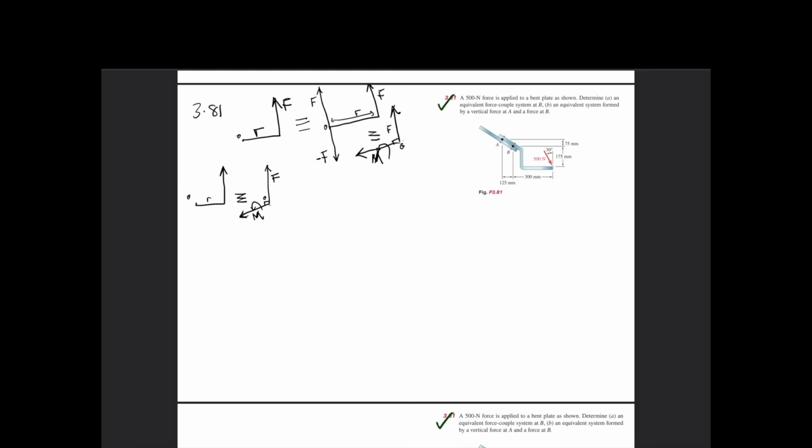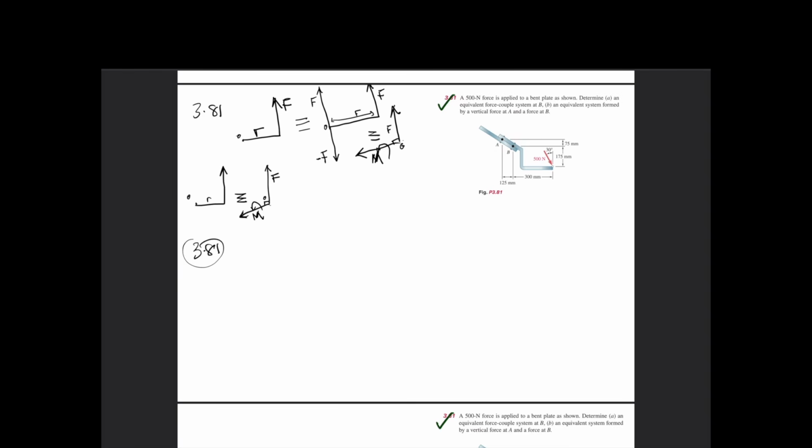So let's move into our question proper. Here we are told that a 500 Newton force is applied to a bent plate as shown. We are told to determine an equivalent force couple system at point B and an equivalent system formed by a vertical force at A and a force at B. So let's take it one by one.